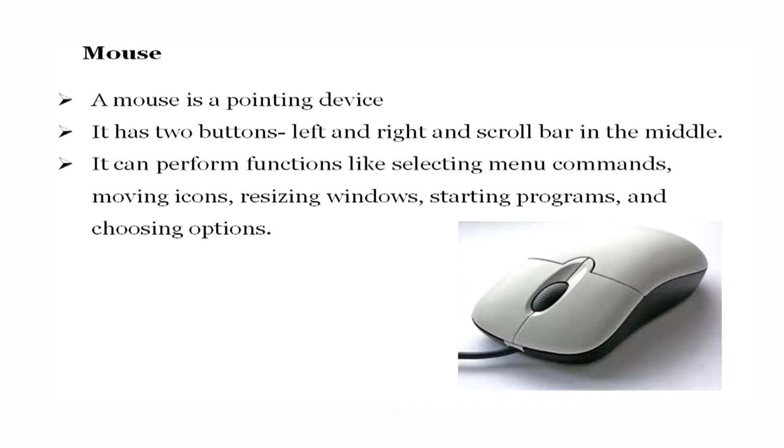Next input device that we will be covering is the mouse. Again, a very common scene, a very common device you must have seen around your computer. It is a pointing device, and it generally has two buttons, left and right buttons, with a scroll bar in the middle. It generally is used to perform functions like selecting menu commands, moving icons, resizing windows, starting programs, choosing various options, and so on.